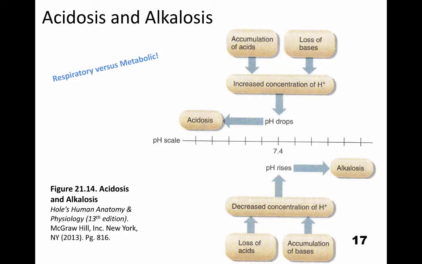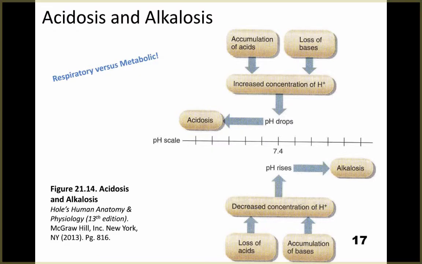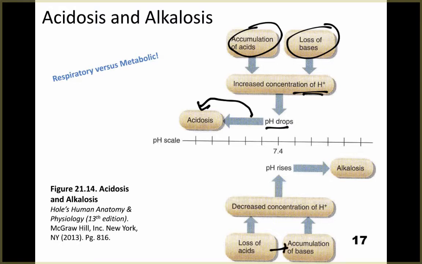And so what happens here, the difference between acidosis and alkalosis is that if you look at the top, you have an accumulation of acids, a loss of base that's going to increase the amount of hydrogens in your body, that's going to drop your pH, and that's what leads to acidosis. A loss of acids or accumulation of bases can decrease hydrogen concentrations, raising the pH and causing alkalosis. Now, there's different types of acidosis and alkalosis.